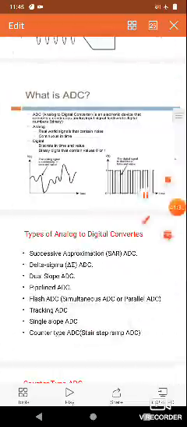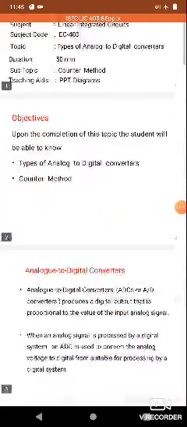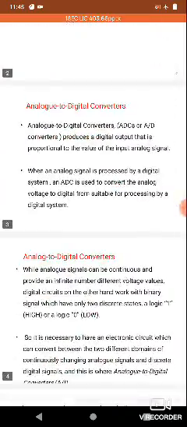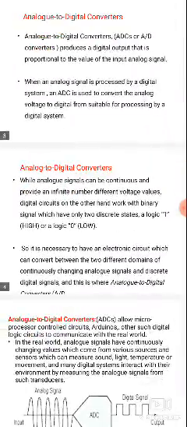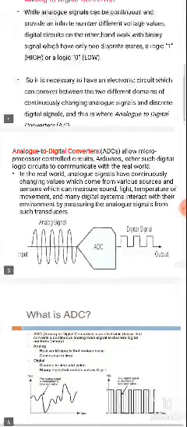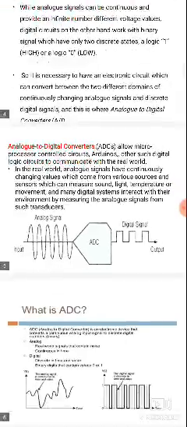This is all about the counter type analog to digital converter, or dual ramp. So in today's class, we completed the definition of an analog to digital converter. Analog to digital conversion converts an analog input into a digital output. The digital output contains binary 1s and 0s. The analog input changes continuously with respect to time.